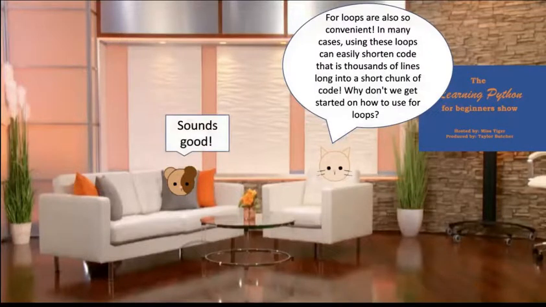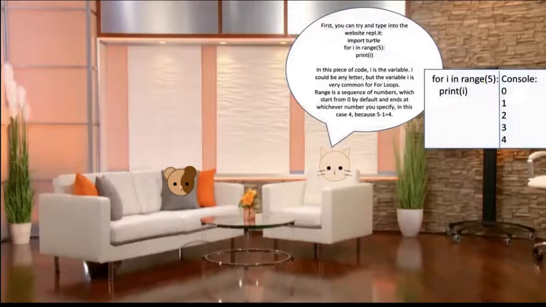Sounds good! First, you can try and type into the website replit: import turtle, for i in range(5): print(i). In this piece of code, i is the variable. i could be any letter, but the variable i is very common for loops. Range is a sequence of numbers which start from 0 by default and ends at whichever number you specify, in this case 4, because 5 minus 1 is equal to 4.